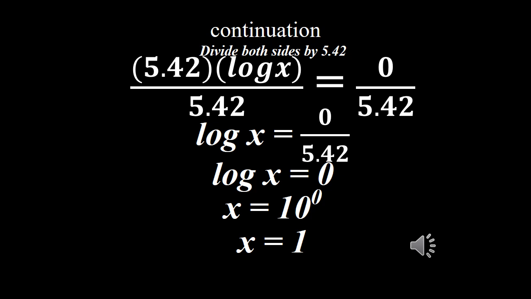So this log x is having base 10, though it's not written, but it's there, base 10. So we take the base 10 to the other side, which will push up 0 as power. So we now have x equals 10 raised to power 0. Then x equals 1, because 10 raised to power 0 is 1.